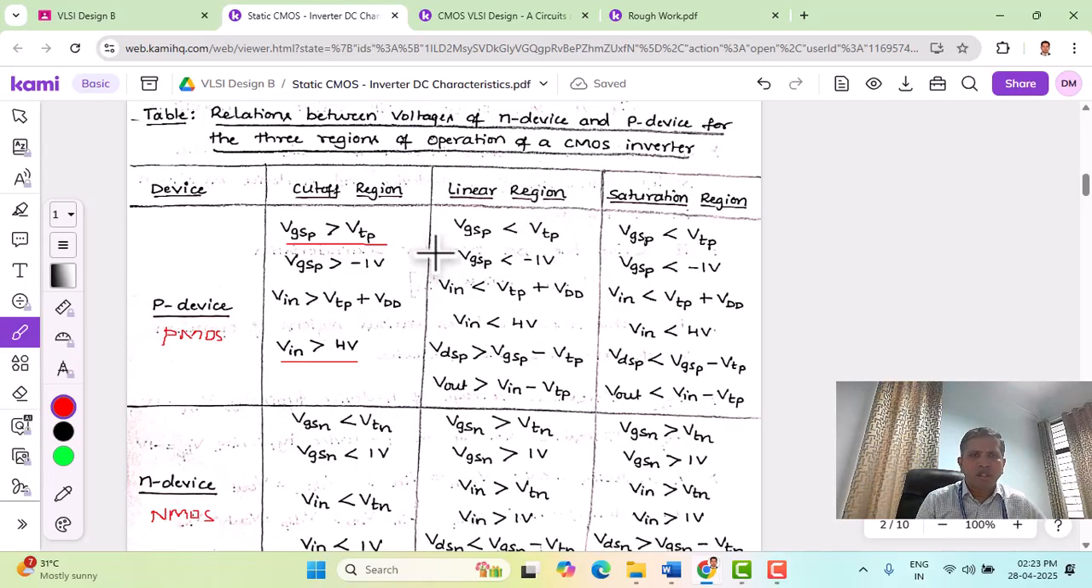Let's go through the conditions required for the P device in the linear region. To operate the PMOS device in the linear region, the gate to source voltage of the PMOS, VGSP, should be less than the threshold voltage VTP. VTP is minus 1 volt, therefore VGSP should be less than minus 1 volt. This is the first condition to be satisfied to operate the P channel device in the linear region. The other condition is that the input voltage should be less than VTP plus VDD. VTP is minus 1 volt and VDD is 5 volts. Therefore, the input voltage should be less than 4 volts. If we apply a voltage lesser than 4 volts, the transistor will be turned on, and to operate this in the linear region, we have to satisfy the following condition. VDSP should be greater than VGSP minus VTP. This is the condition to be satisfied by the P channel device to operate in the linear region.